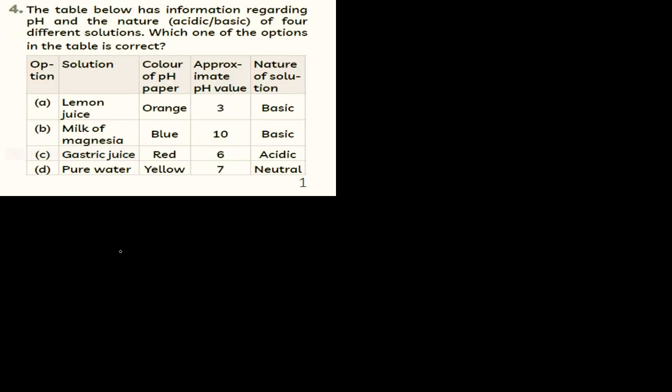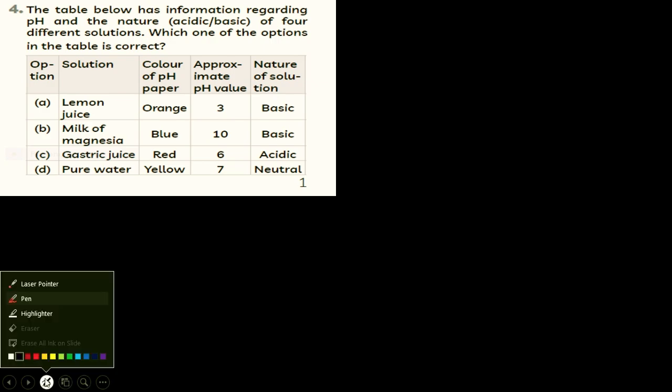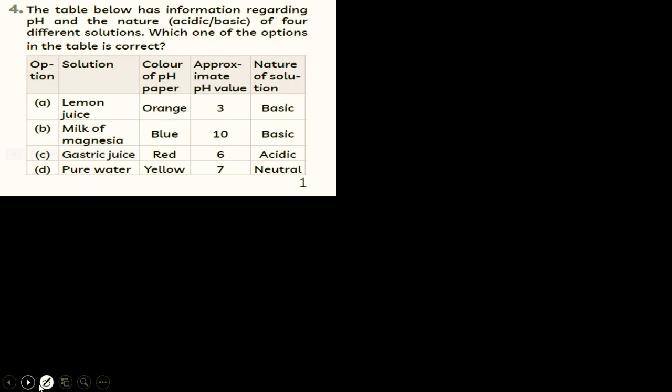Moving ahead. We have been given a table over here and we have been told to figure out which one is the correct option. Lemon juice turns pH paper to orange. No, incorrect. Lemon juice cannot be basic, it's acidic in nature. Milk of magnesia is magnesium hydroxide. That will change the pH paper to blue. pH is 10, good, it's basic.